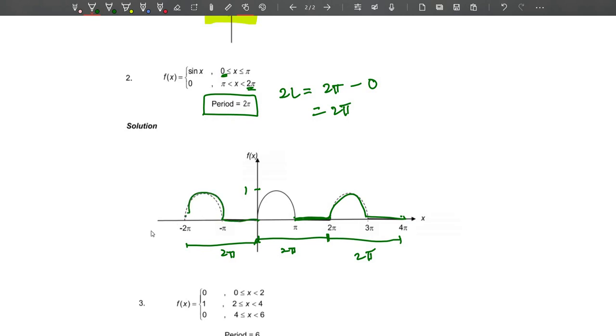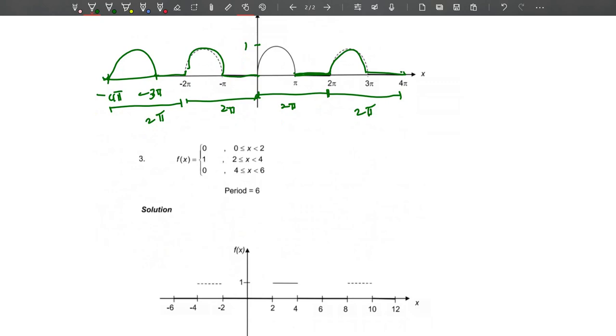The same goes here. Let's say we have negative 3 pi, and here is negative 4 pi, because this would make an interval of 2 pi. So the shape should be 0 and then a curve.